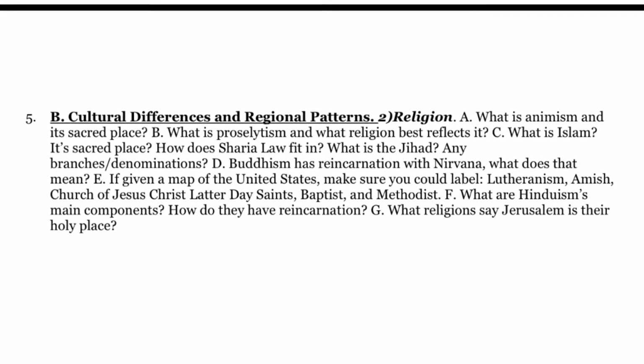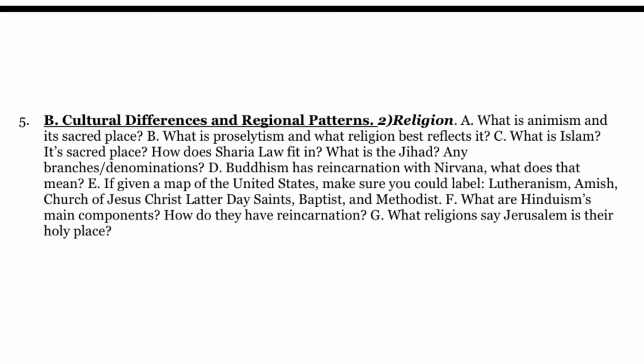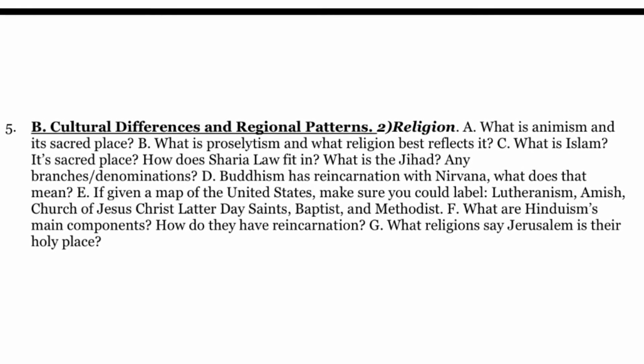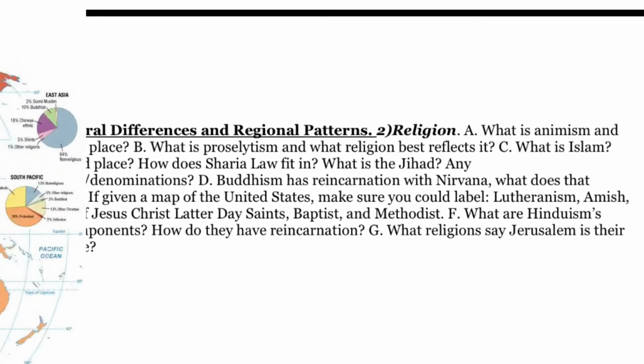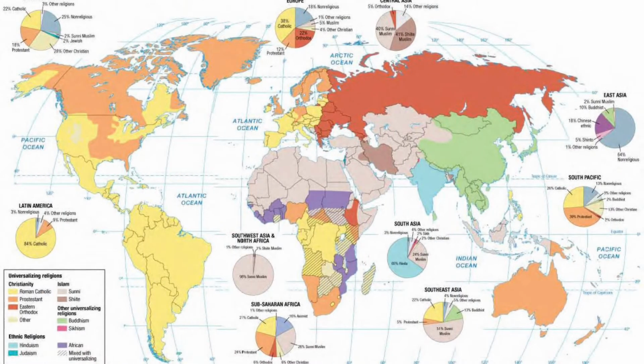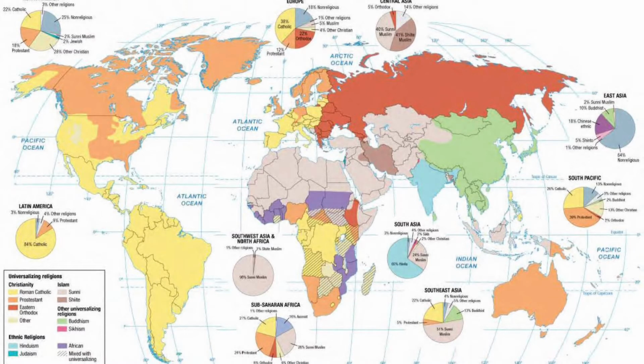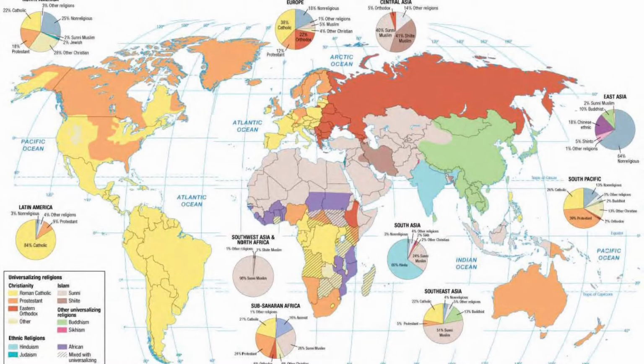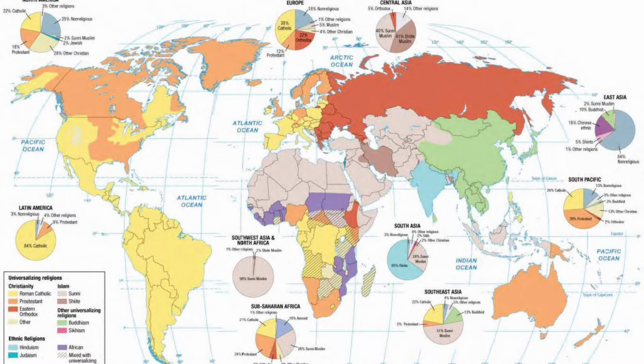Cultural differences, racial patterns, the subheading of religion. Letter A says, what is animism and what is its sacred place? Remember that animism is the belief that things in nature have spirits, such as trees, plants, animals, all of those different things have their own spirits, and so you should treat them with respect because of it. Animism is what was worshipped by Native Americans in the United States, and a lot of sub-Saharan Africa right now, these tribal regions, they practice animism as well. Its sacred place would be Ayers Rock.